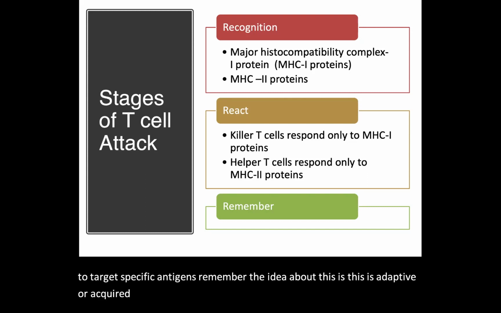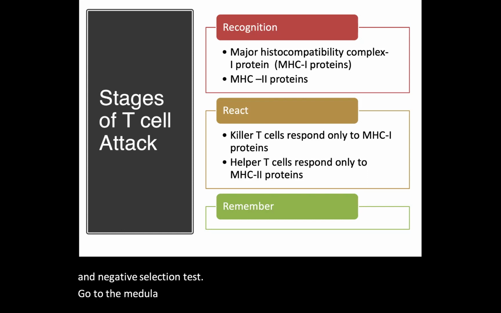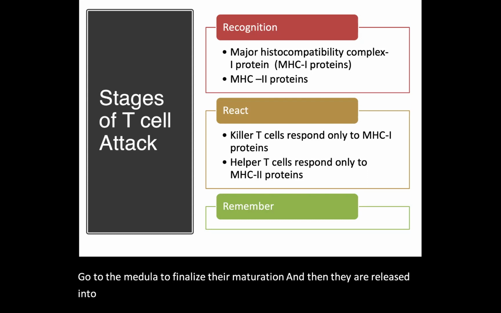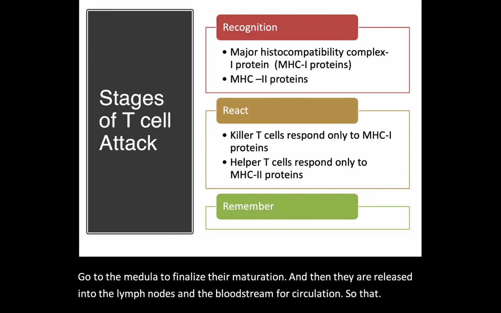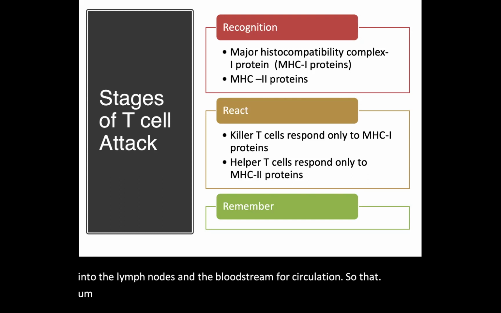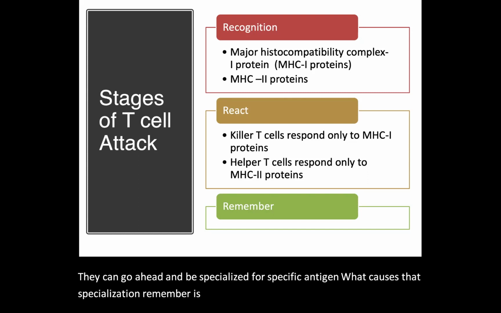And so the T cells, once they've passed the positive and negative selection test, go to the medulla to finalize their maturation, and then they are released into the lymph nodes and the bloodstream for circulation, so that they can go ahead and be specialized for a specific antigen. What causes that specialization, remember, is the interactions with the MHC1 and or MHC2 proteins.